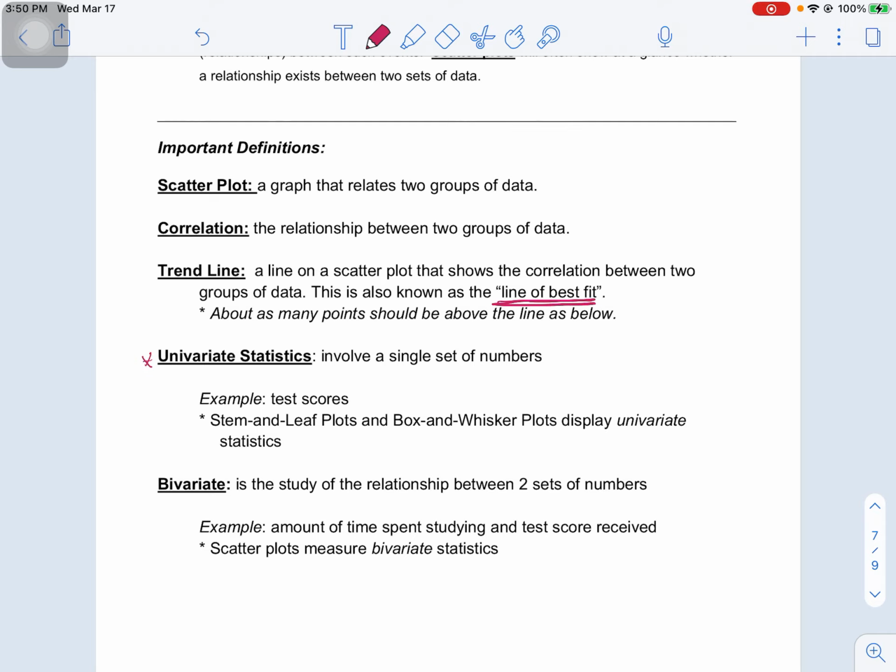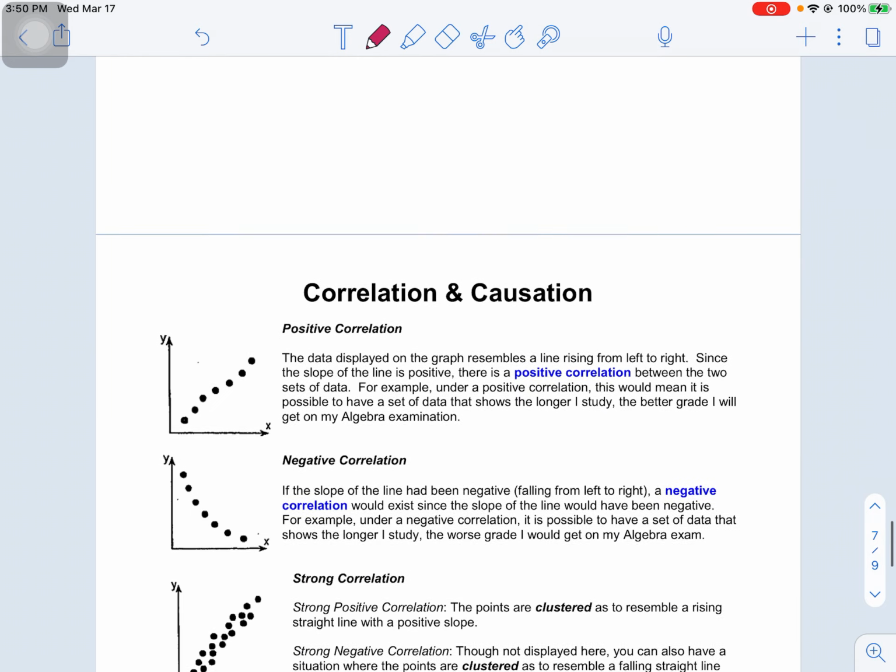Now, I'm not going to worry about this one too much. We don't really talk about this. This just involves one number. You won't see these, but bereavement data is one we do. This is what we are studying, actually: the relationship between two sets of numbers. So scatterplots are those things. Amount of time spent studying and test score received.